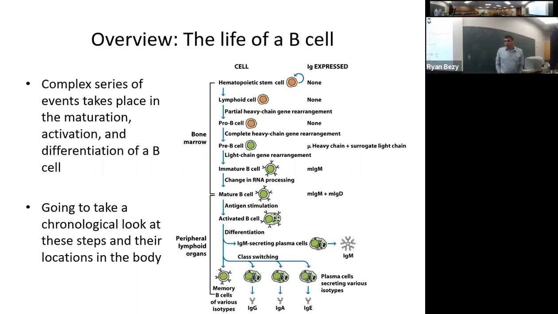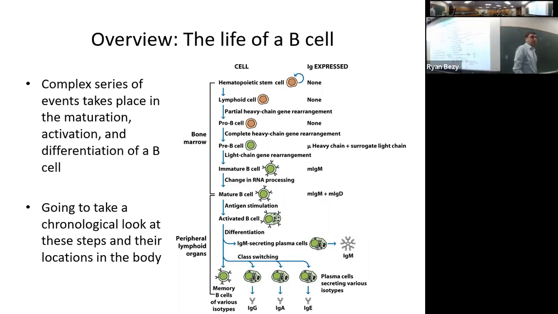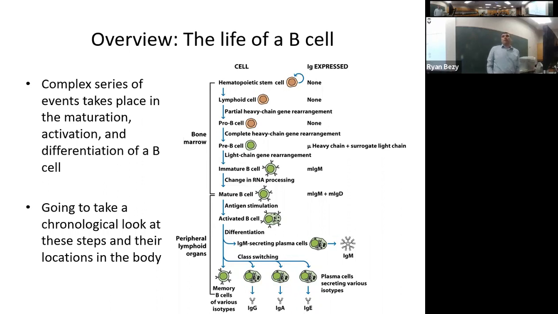So what we're really going to start also looking at is the life of a B cell. So this is going to be like the B cell's time to shine, its own little movie portion, okay? So we're going to look at a complex series of events that takes place during the maturation of B cells, the activation of a B cell, and then the differentiation of a B cell from start to finish. And so I'm really going to start today and a little bit tomorrow going through a chronological look over the sequence of events in a B cell and their locations.